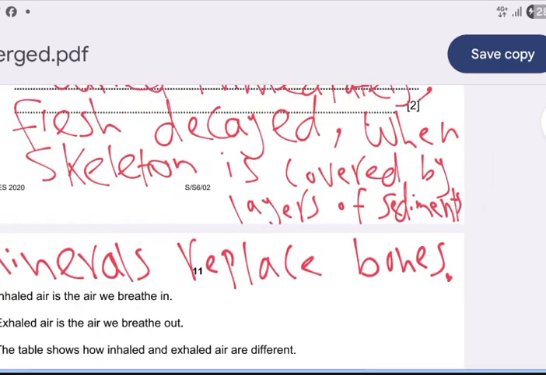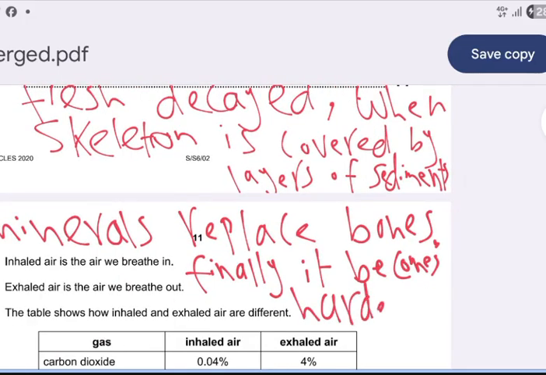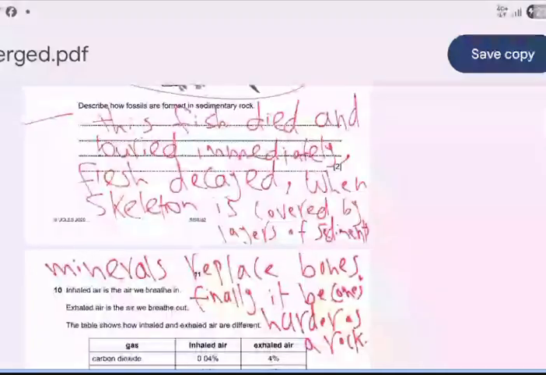Finally, it becomes hard as a rock. It's a long answer, but it's okay. We can make it shorter. But we can just imagine from the beginning.